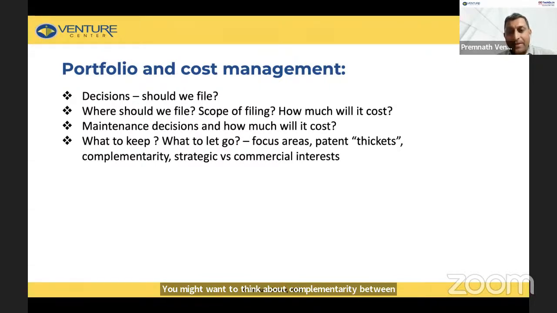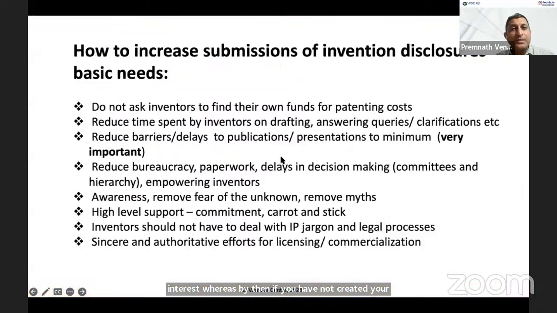So for example, something which is immediately of interest to industry comes under commercial interest. Something which you think will be of interest 5 years down the road and you need to be prepared might come under strategic interest, right? So you might want to plan that out. And there are many domains like that where, after 5 years, there's a lot of interest. Whereas by then, if you have not created your portfolio, you're too late, right? So these are some things to consider as well.